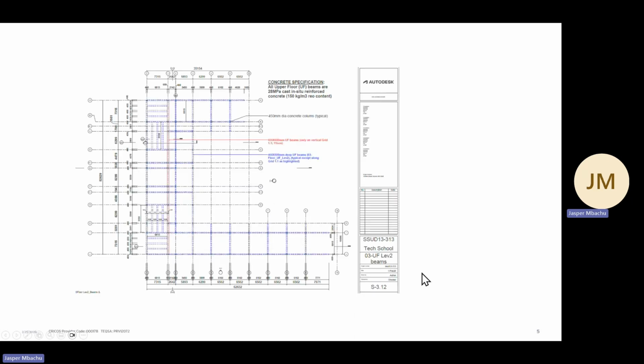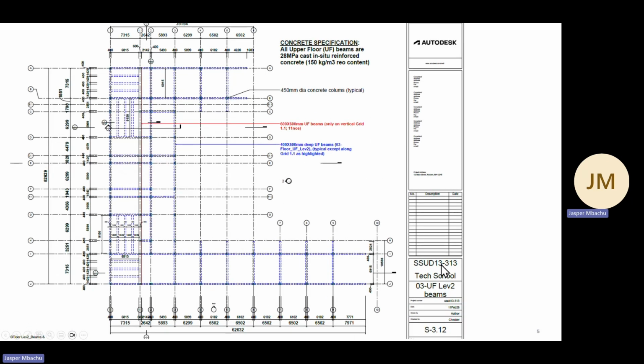And the other one will be for the level 2, which is 03 floor beam layout. As I said, you have only two kinds of beams, the 400 by 500. They are colored blue here. And then the 600 by 600 on the same vertical grid line as for 02 level 1 beam layout.